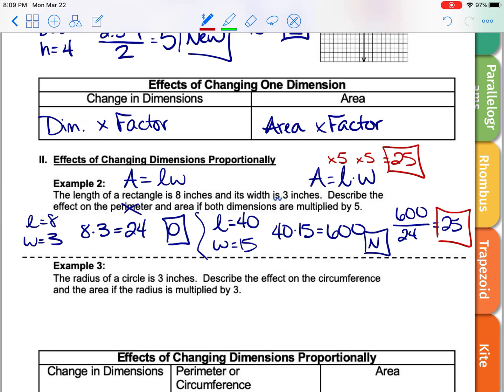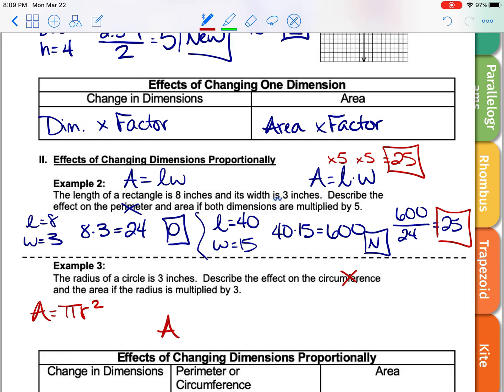So now let's just look at the next one. And again, we're not going to worry about circumference. We're just going to worry about area. Let me show you the shortcut way. So it says the radius of a circle is 3 inches. Describe the effect on the area if the radius is multiplied by 3. We go back to our formula for the area of a circle, and the area of a circle is pi r squared. We know if we square something, that's multiplying by itself.